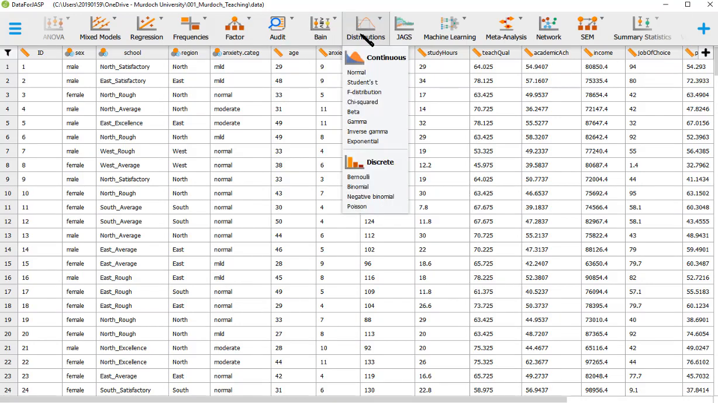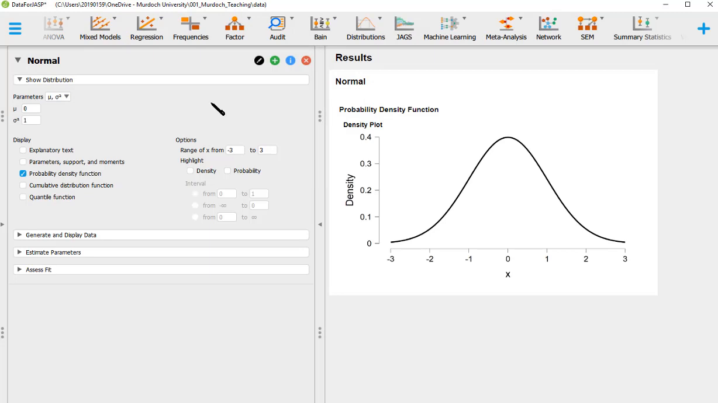Let's start with the normal distribution. Here we've got some parameters, and here is the graph that we would like to see. The parameters that JASP is using here are mu, which is the mean, and sigma square, which is the variance. It gives us the option to change to mu and sigma, which is the standard deviation. Here it is showing the range from -3 to 3, but we can extend that to, let's say, -6 to 6.